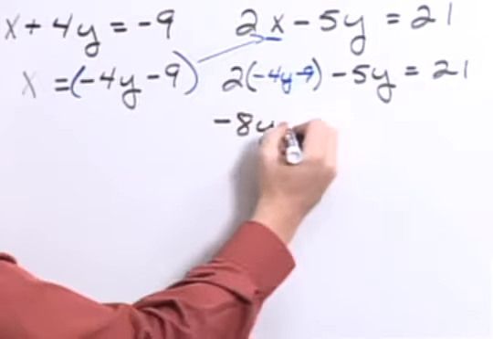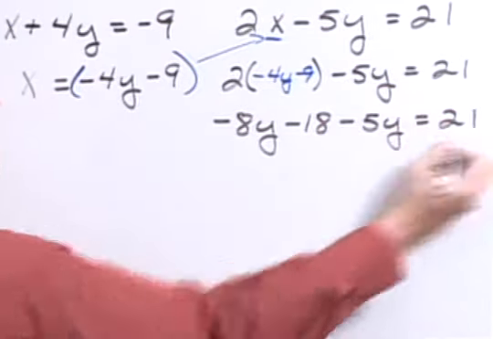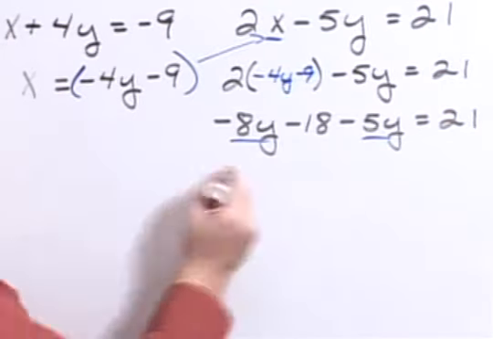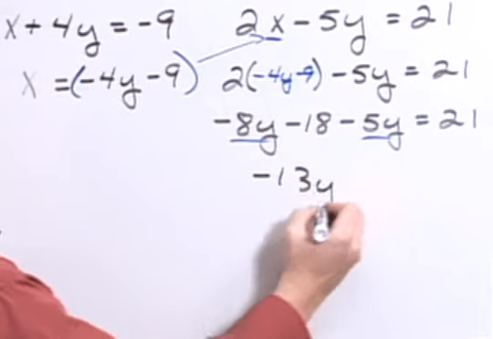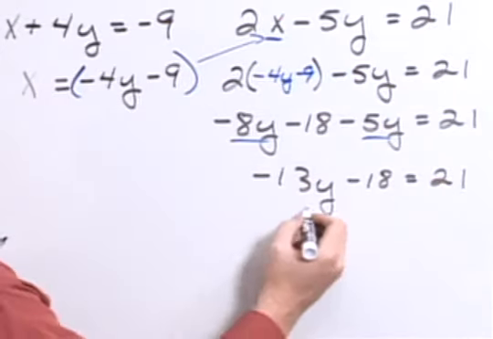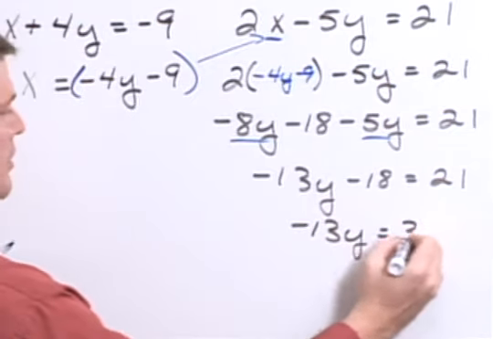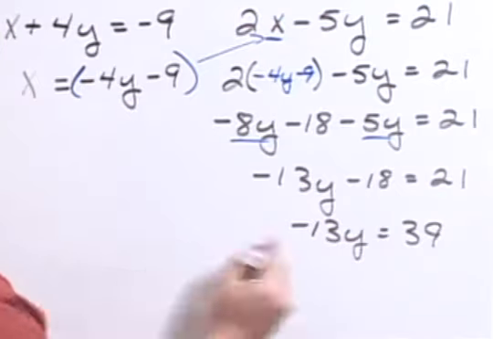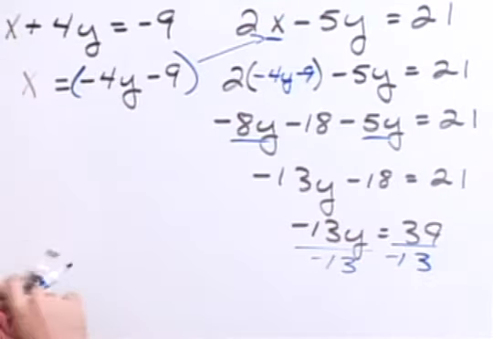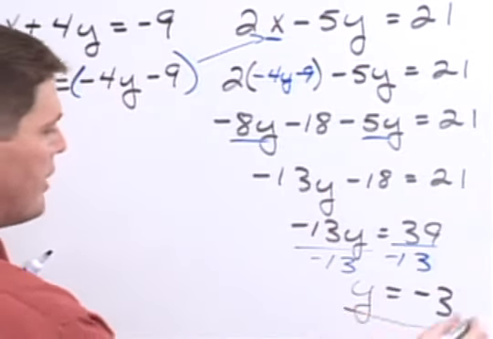Negative 8y minus 18 minus 5y equals 21. Here I can combine these like terms to get negative 13y minus 18 equals 21. By adding 18 to both sides, negative 13y equals 39. Dividing both sides by negative 13, I can solve for y, and I get y equals negative 3.